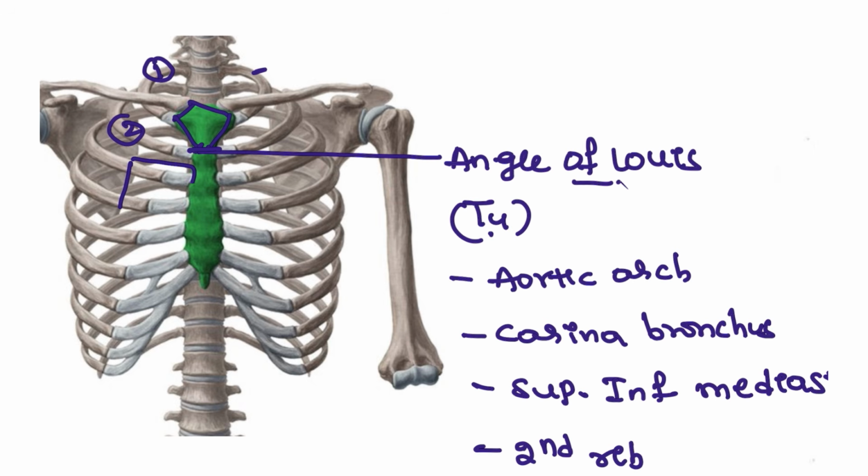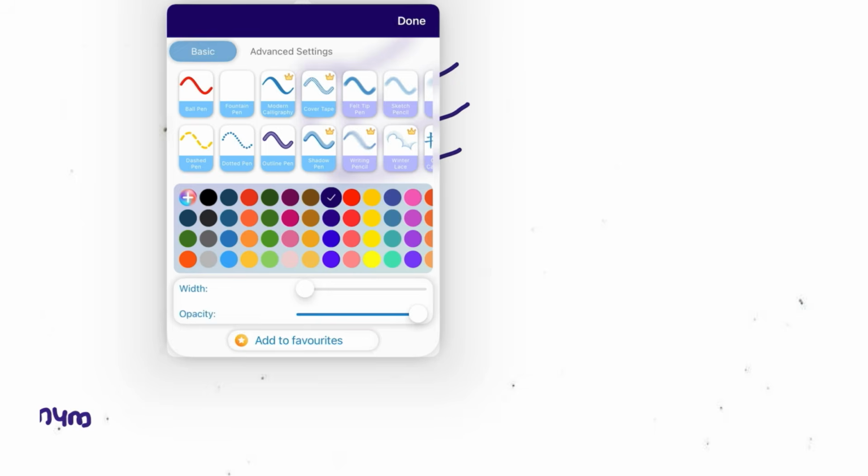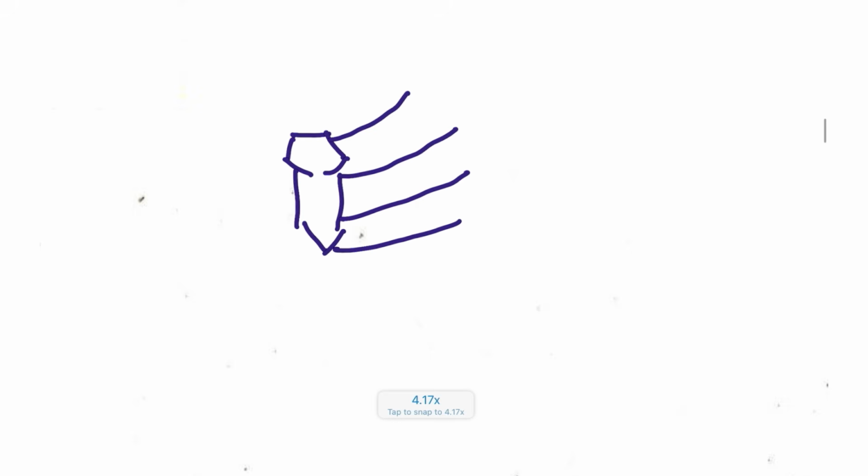Okay, just remember this picture. Okay, let's come here. So this is the sternum. Let's say here the first rib, and this is the second rib, third and fourth rib. So basically they are the important structures that are present here.